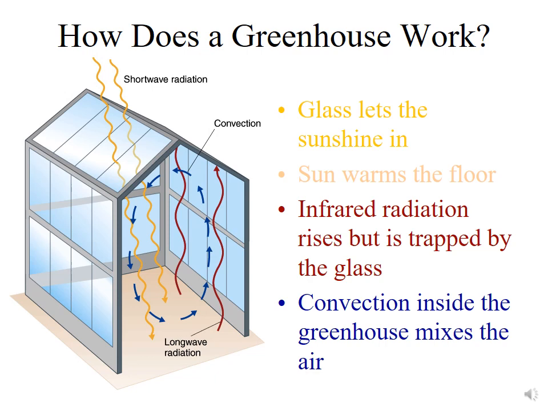So we have this enclosure with these transparent panes of glass, and the glass lets the sunshine energy in, and that sunshine warms the floor. And infrared heat energy is going to be emitted, but it's essentially trapped by the glass. And as the surface warms up, it starts to warm up the air inside the enclosure, and convection inside the greenhouse will mix the air, so that you end up with an overall warmer air inside the greenhouse.